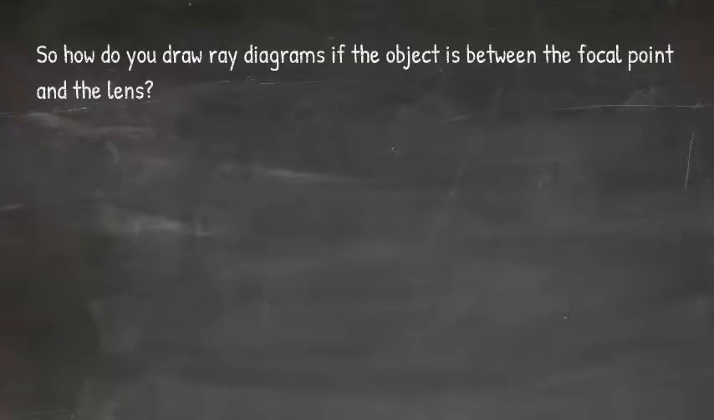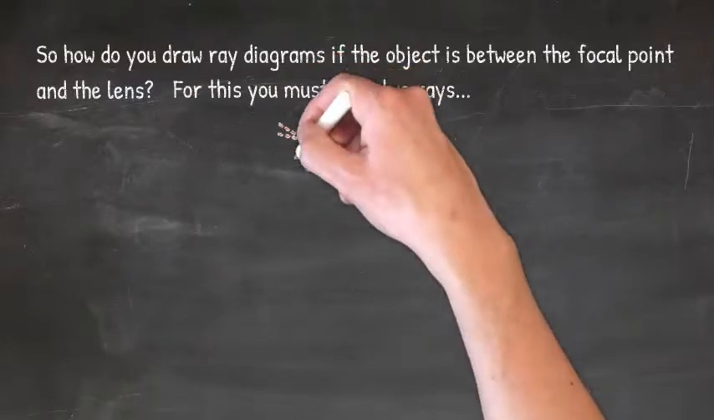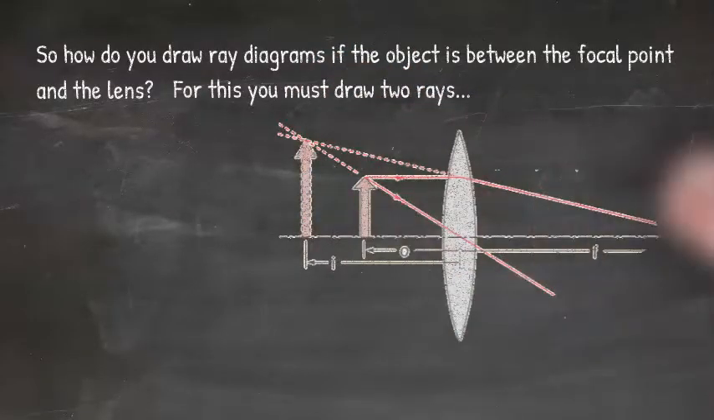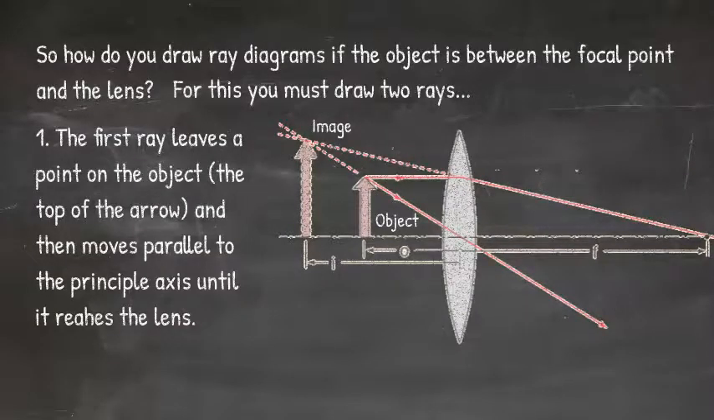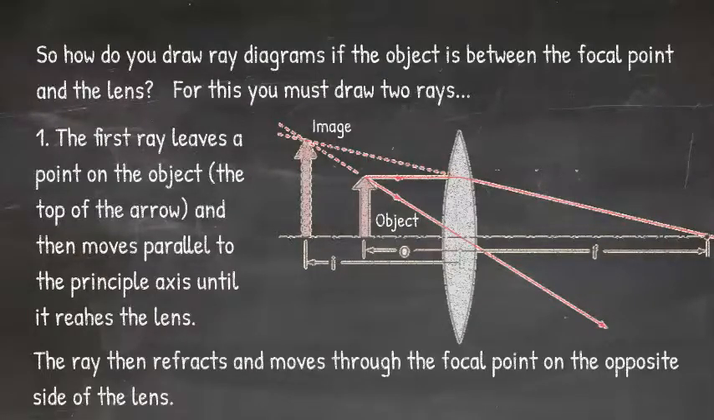So how do you draw ray diagrams if the object is between the focal point and the lens? For this, you must draw two rays. The first ray leaves a point on the object, the top of the arrow, and then moves parallel to the principal axis until it reaches the lens. The ray then refracts and moves through the focal point on the opposite side of the lens.